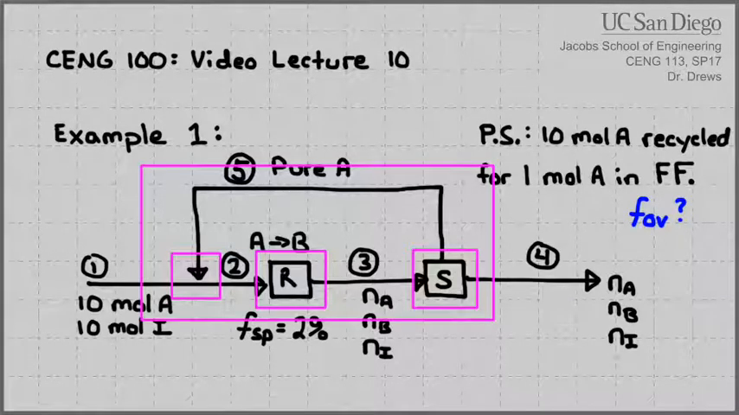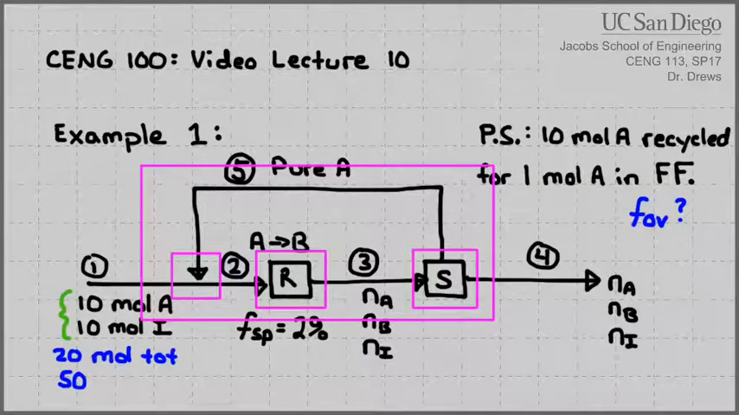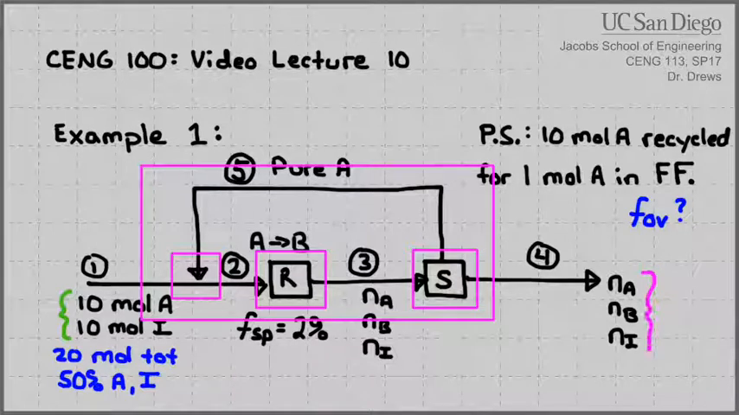If we look back at stream 1, so our attention right now should be over here at stream 1, we can pretty easily figure out that if we know we have 10 moles of A, 10 moles of I, that we also have 20 moles total with 50% A and 50% I, right? So neither one of those would count as an unknown the way that we're given it. Over here in stream 4, all we know is that a little bit of everything is coming out.